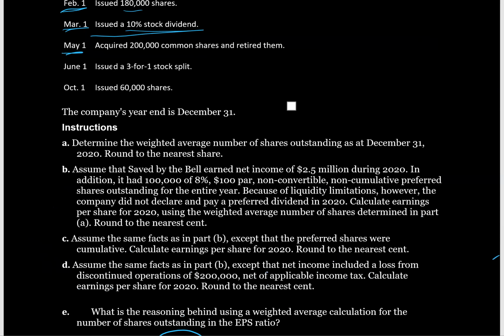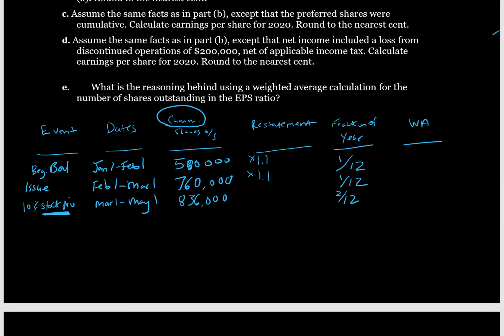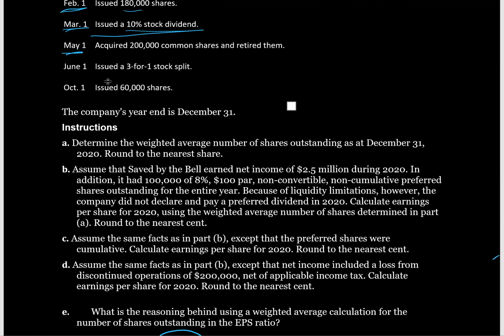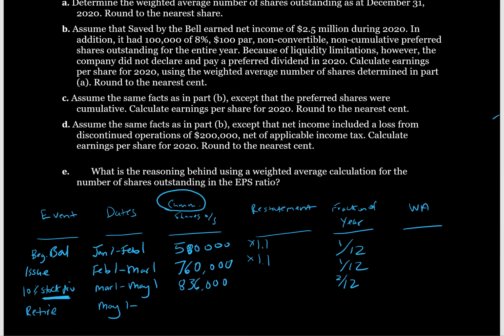Okay, so now we got that one. Now, May 1st, we're going to acquire 200,000 common shares and retire them. So we're actually going to decrease our common shares. And this is going to be May 1st. Now, what was our next transaction date after May? June 1st. So it's only 1 month again. And this is going to be a negative 200,000 because we're retiring these shares.